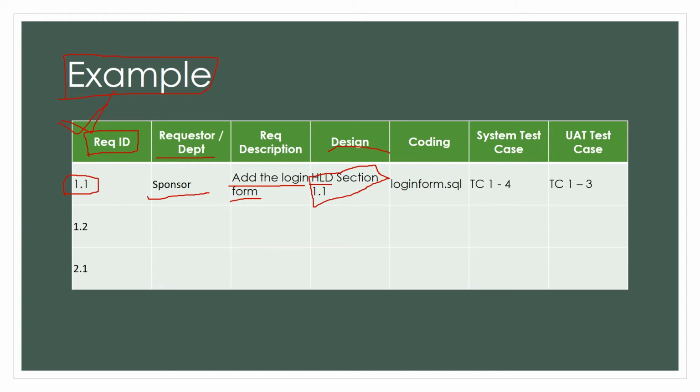Now let's move on. Coding. LoginForm.sql is the module where the login form has been coded. Now system test case. In the test case document, whatever the name of that document is, test cases 1 to 4 are the test cases which test the login form. And then UAT test case. In the UAT test cases document, test cases 1 to 3 correspond to testing of the login form.